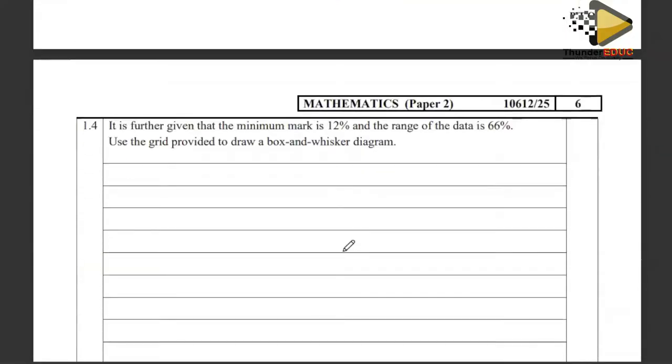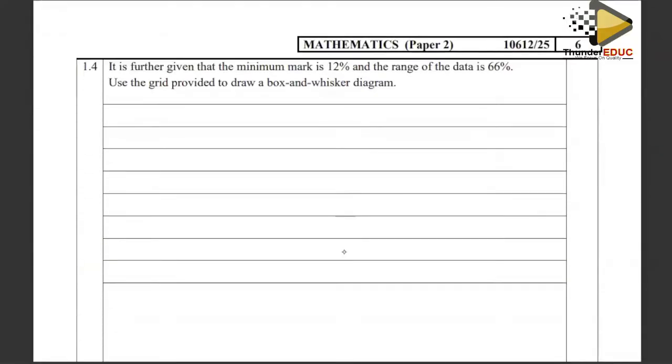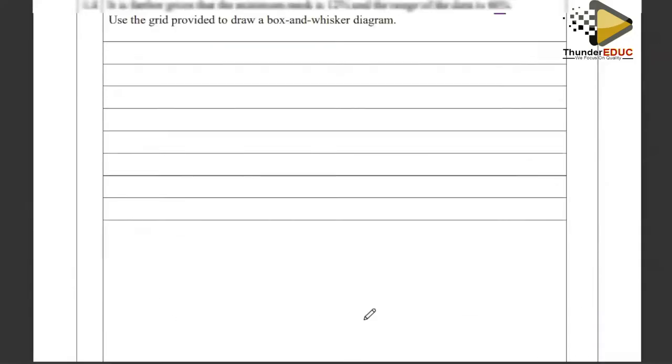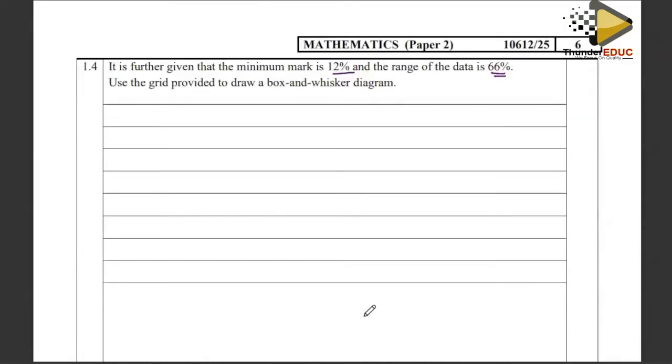It is further given that the minimum mark is 12 and the range is 66. Use the grid provided to draw a box and whisker. So for us to get our box and whisker, remember box and whisker is a summary of the 5 numbers. Which 5 numbers? The minimum, the Q1, the Q2, the Q3, as well as the maximum. But the question told us that the minimum is 12. And then we were given the range.